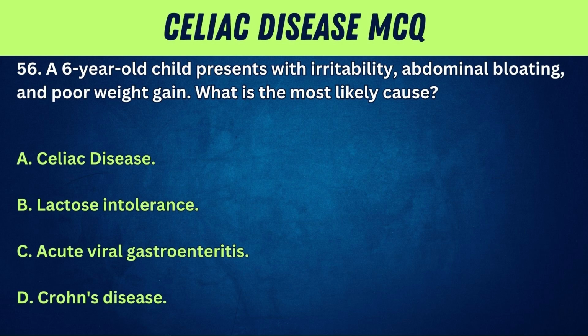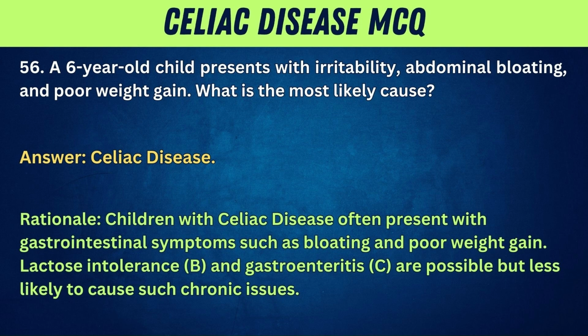56. A 6-year-old child presents with irritability, abdominal bloating, and poor weight gain. What is the most likely cause? A. Celiac disease. B. Lactose intolerance. C. Acute viral gastroenteritis. D. Crohn's disease. Answer: celiac disease. Rationale: children with celiac disease often present with gastrointestinal symptoms such as bloating and poor weight gain. Lactose intolerance, B, and gastroenteritis, C, are possible but less likely to cause such chronic issues.